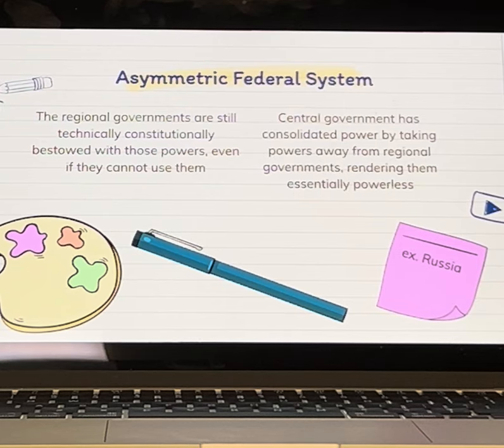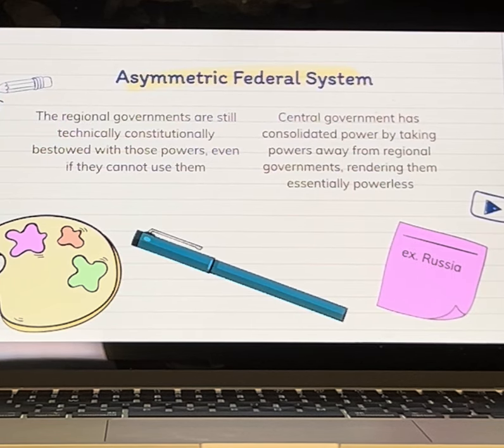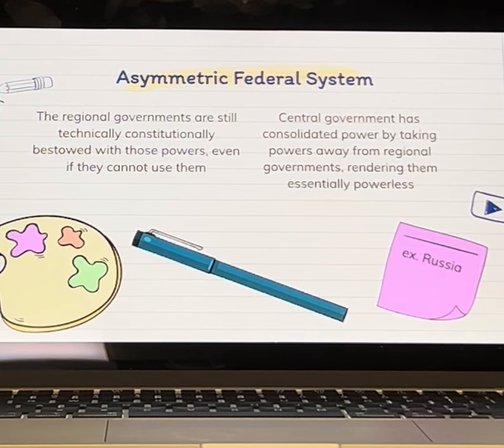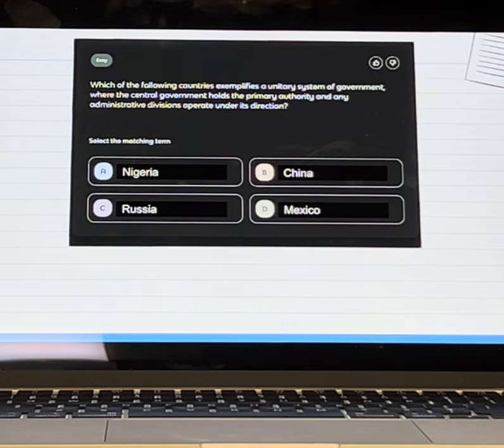So that's the confusing part, is that the United Kingdom is a unitary system. It's a developed unitary system, but it's still a unitary system. And Russia is a federal system. It's just asymmetric. Okay, MCQs.